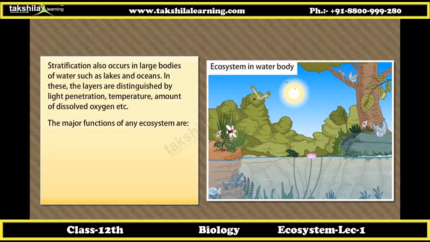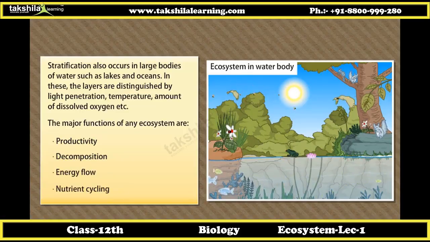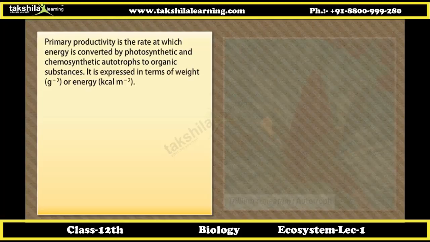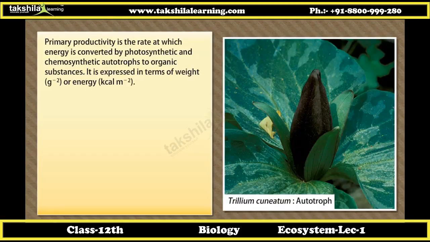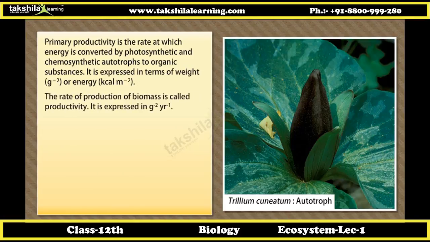The major functions of an ecosystem are productivity, decomposition, energy flow, nutrient cycling. Productivity. Primary productivity is the rate at which energy is converted by photosynthetic and chemosynthetic autotrophs to organic substances. It is expressed in terms of weight per gram square or energy kilocalorie per meter square. The rate of production of biomass is called productivity. It is expressed in per gram square per year.